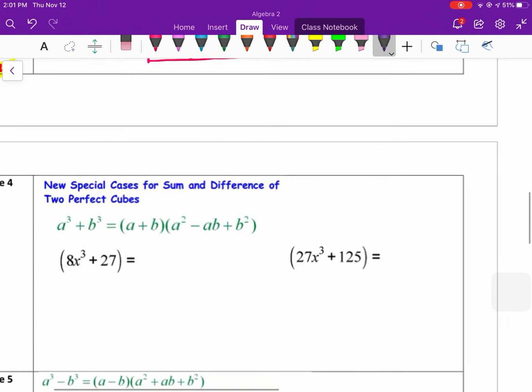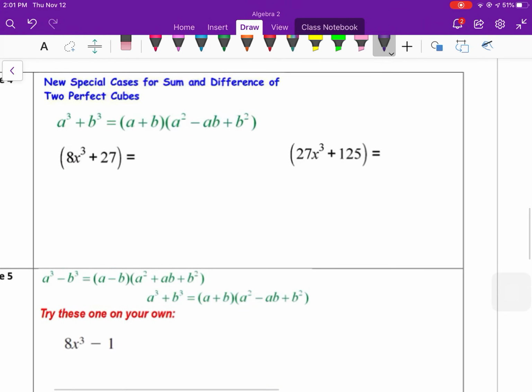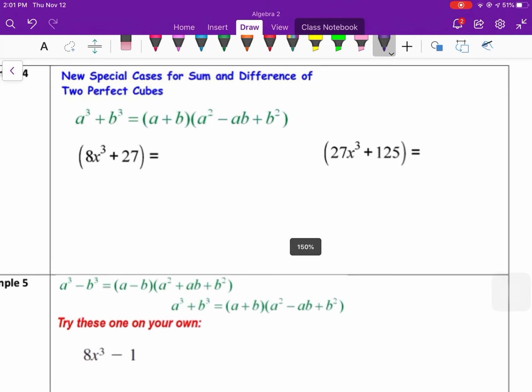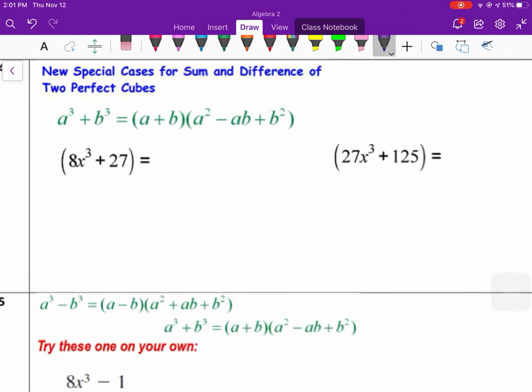Sum of perfect cubes works very similar, and it's almost the same equation, except that it's a plus b, and then a squared minus ab plus b squared. So the formula that you use is just a little different. So we'll compare the two, and hopefully that'll help you memorize them eventually, but practicing using them.